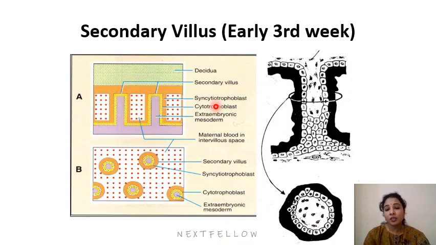Now let us understand the development of secondary villus. The extraembryonic mesoderm which is underlying this cytotrophoblast, the purple colored one, protrudes into the villi, turning the primary to secondary villi. We can see this orange one is the syncytial trophoblast, yellow one is the cytotrophoblast, and purple one is the extraembryonic mesoderm which is protruding. If you take a cross section, the center part will be extraembryonic mesoderm surrounded by cytotrophoblast, syncytiotrophoblast, further surrounded by maternal blood in the lacunae. So this is secondary villi.